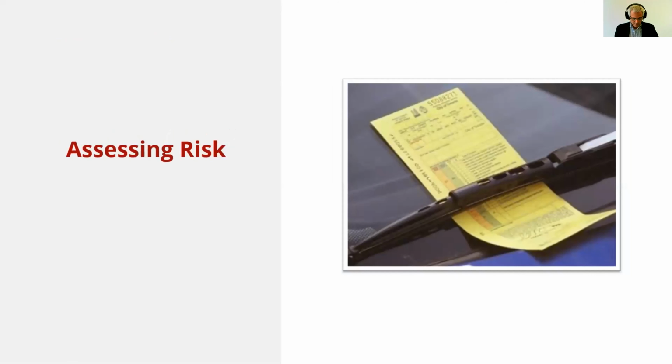This also comes into play in assessing risk. I have on the screen a parking ticket. Let's pretend that you park your car without buying the temporary parking ticket in some location in your neighborhood because you know the probability that you're going to get caught and have to pay a fine is so low, you're willing to take that chance.